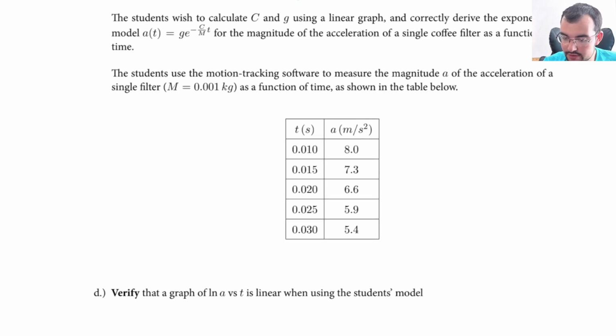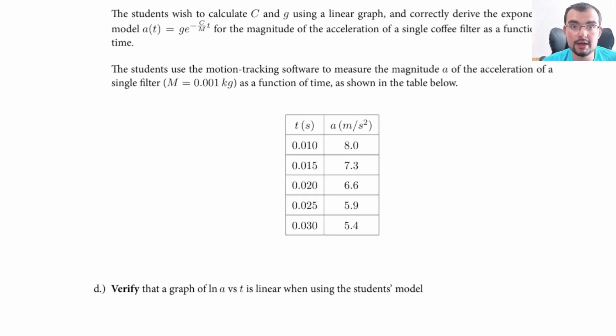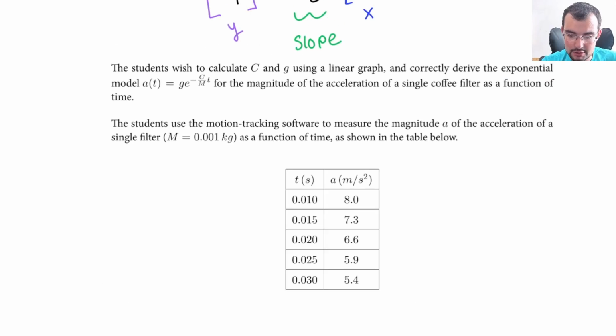All right, now this is a very Physics C thing. You can have linearization with exponentials. So what if instead of using velocity, students use the acceleration? And we'll just say that this is the formula that spawns out of the differential equation that gives you the acceleration of the coffee filters as a function of time using a single coffee filter.